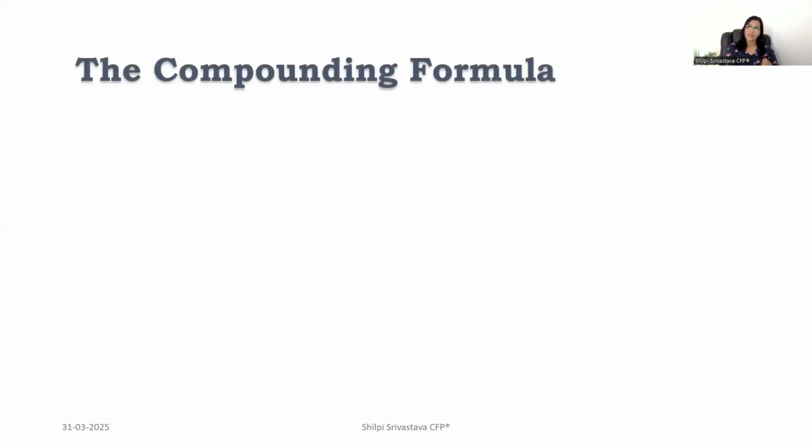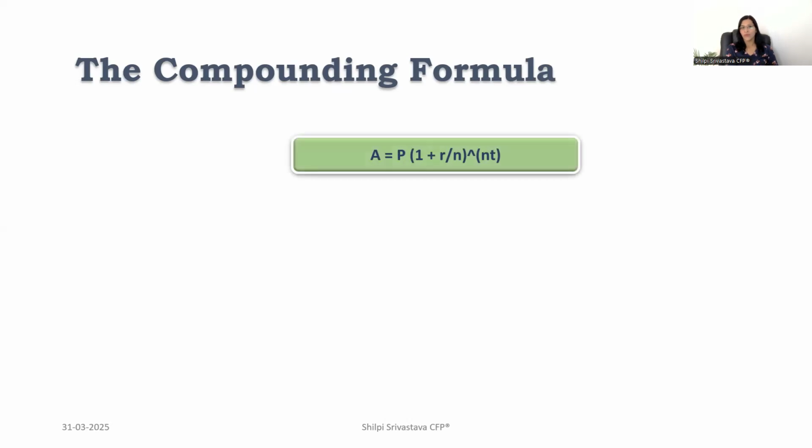Now, coming to the computation part, what is the compounding formula? This is the same which we have learned in school days. A = P(1 + R/N)^(N×T). I'll just explain what exactly these are. A is your future value. P is your present value or the principal amount which you are investing. R is the expected rate of return of the instrument in which you are investing.